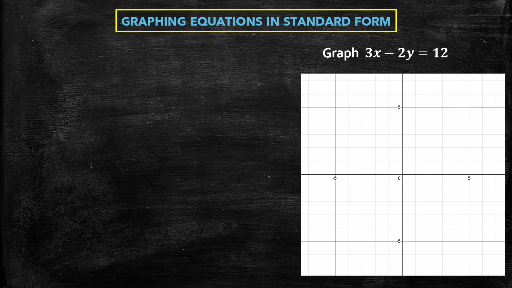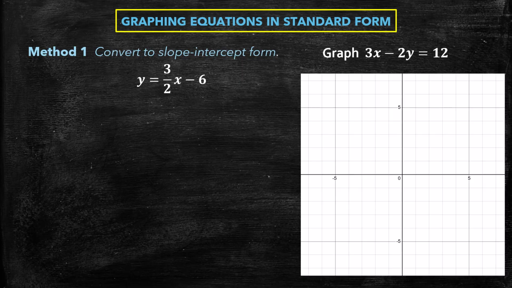So we're going to actually practice graphing equations that are in standard form. And this is the same problem from the previous slide: 3x minus 2y equals 12. And of course, one method, as I mentioned, was just to convert to slope-intercept form. So we've done this already. We see that the y-intercept is negative 6, so we could put a point here at negative 6. And the slope is 3/2, so it means up 3 over 2. And we could connect those points and create the line. So up 3 over 2, etc.